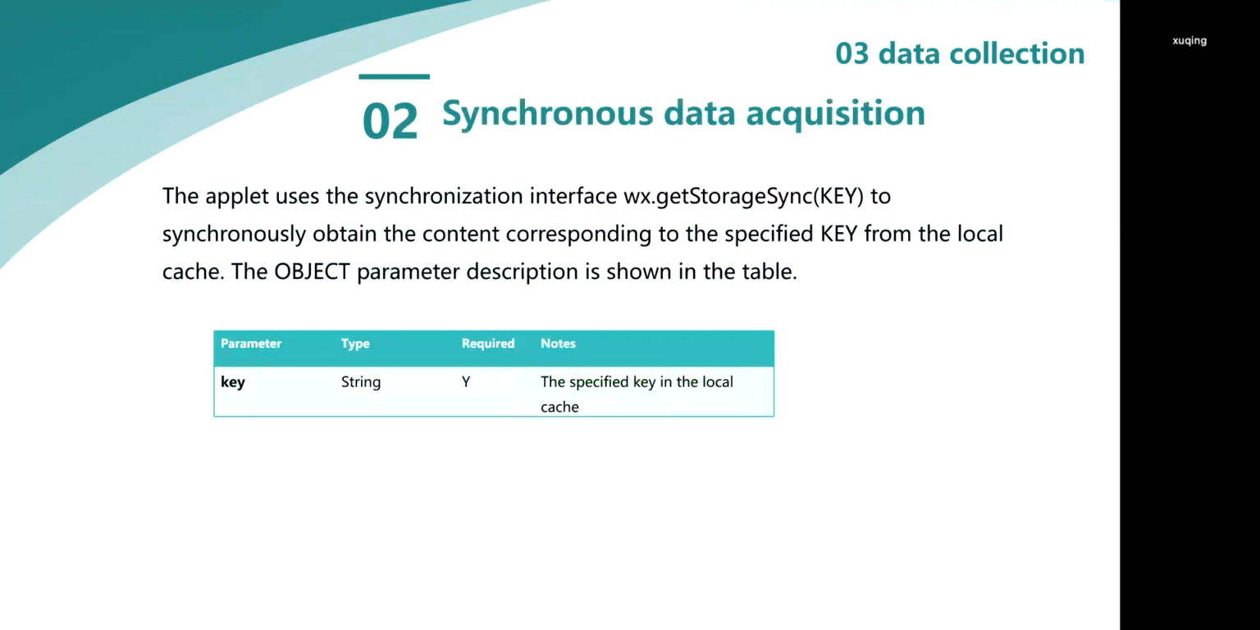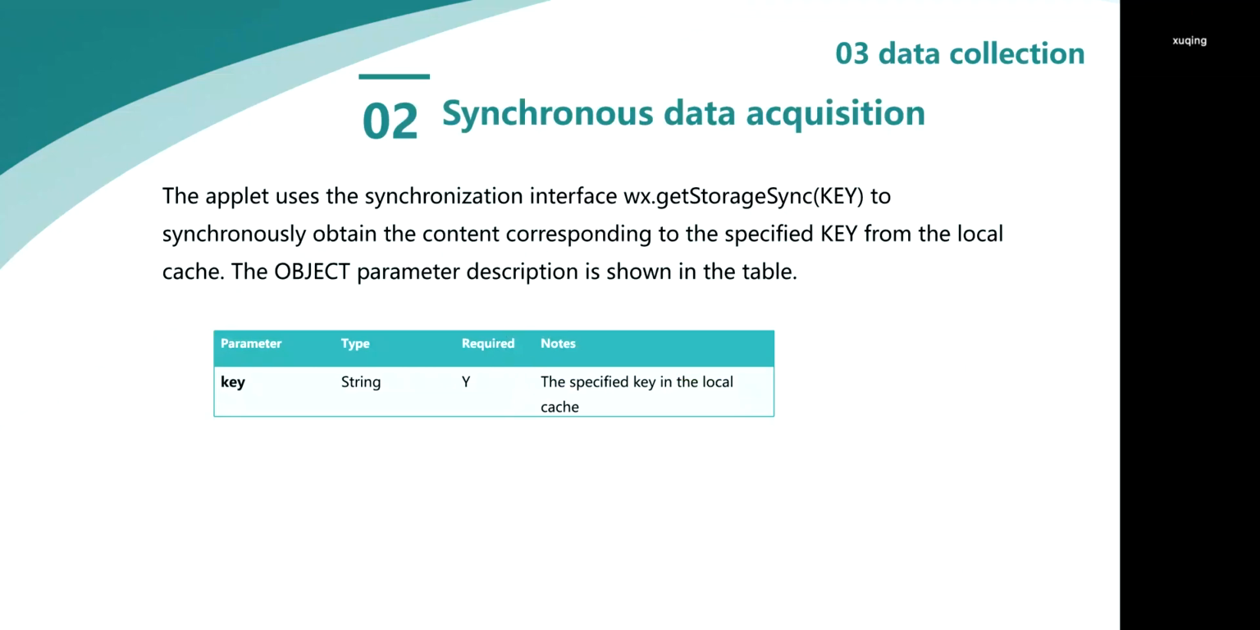Then we'll see the synchronous data acquisition. The applet uses the synchronization interface getStorageSync(key) to synchronously obtain the content corresponding to the specified key from the local cache. The object parameter description is shown here in this table.